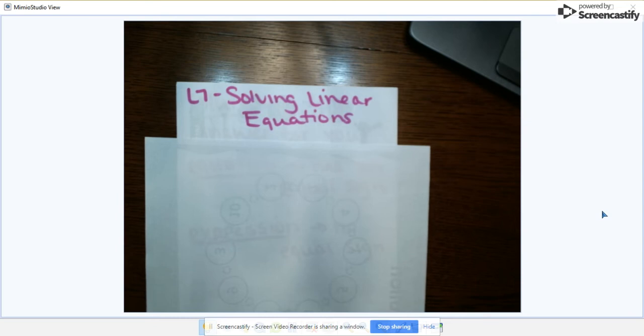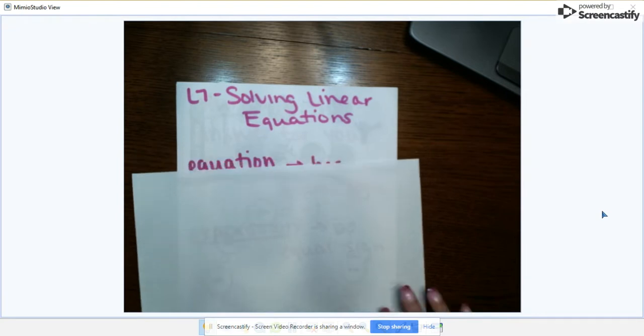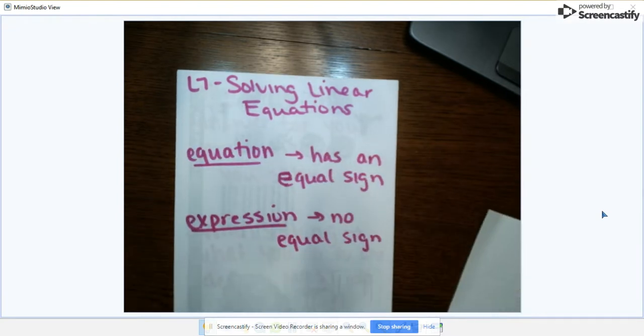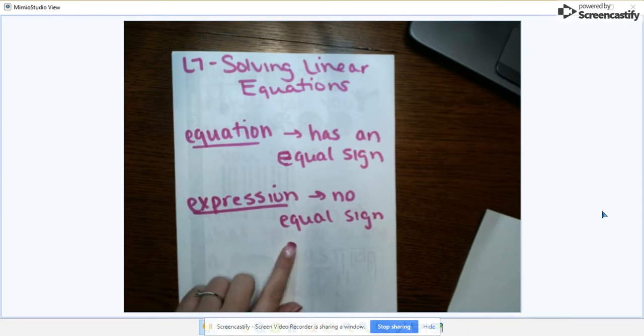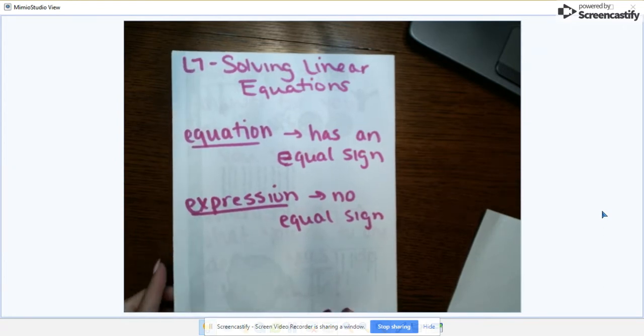Hello, we're going to look at solving linear equations today. So just a couple brief definitions. These should be reminders, but an equation in math has an equal sign. We have two parts that are equal, and an expression does not have an equal sign. So it's just something that you can simplify, not actually solve.